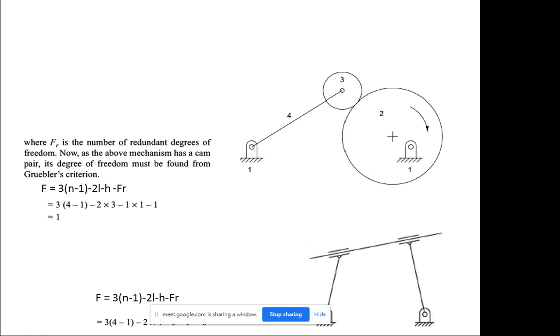Okay, so these are the special problems. These two problems are considered special problems, and that will be for redundant links.